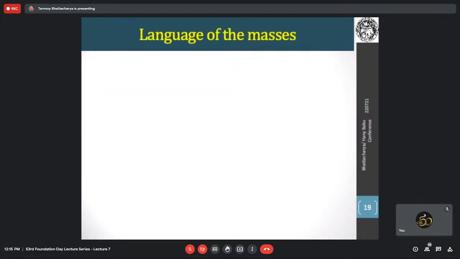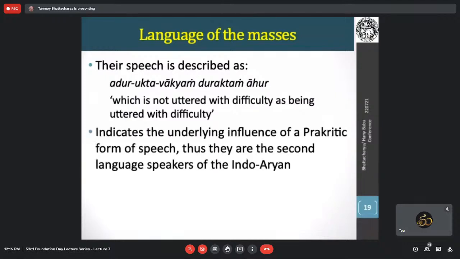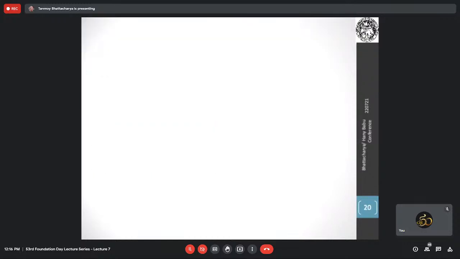Now we're interested in the language of the masses. So what is happening there? Their speech is described, again in various texts, as adurukta vakyam duruktam ahur. It's very interesting: speech which is not uttered with difficulty is described as being uttered with difficulty. That indicates that this is a second language speaker. So it indicates the underlying influence of a Prakritic tongue, a Prakritic form of speech, thus they are sort of second language speakers of Indo-Aryan.